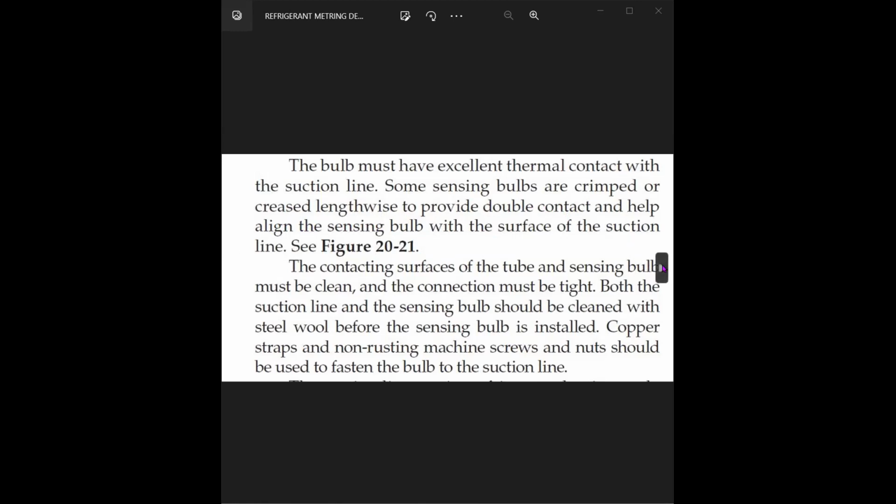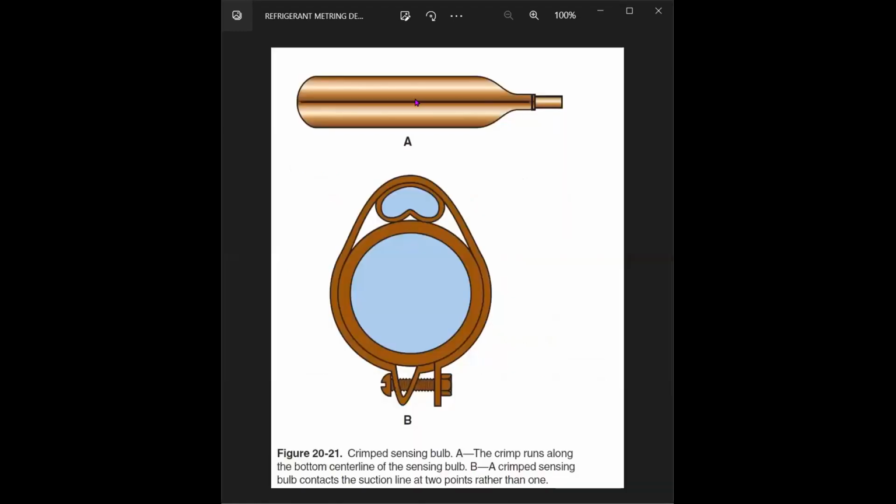So what they're saying basically is that some sensing bulbs are like this, this is the top of the sensing bulb, so a crimping is put on top of this bulb. The bulb is crimped so that you get double the contact surface. A crimp runs along the center line at the bottom. Like, when you look from the bottom, you can see this crimp, a line like this, and this is how it looks in a sectional view. A crimped sensing bulb contacts the suction line at 2 points rather than one. So basically, double contact is one more idea.